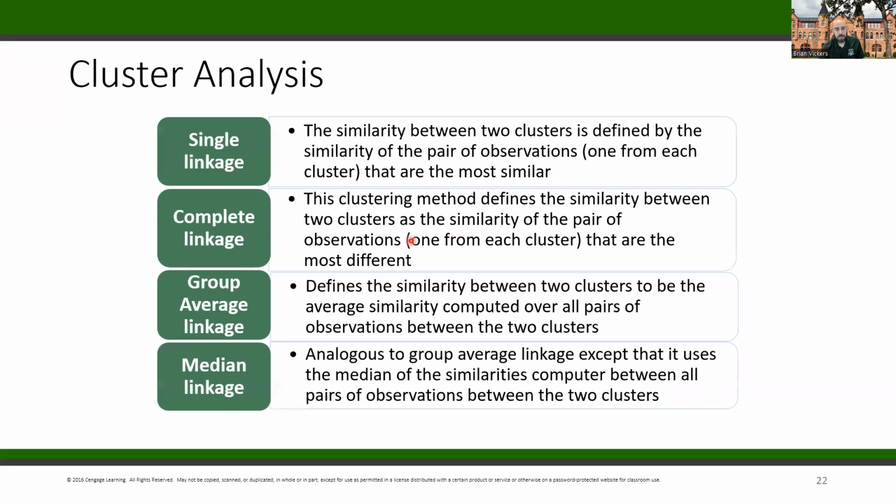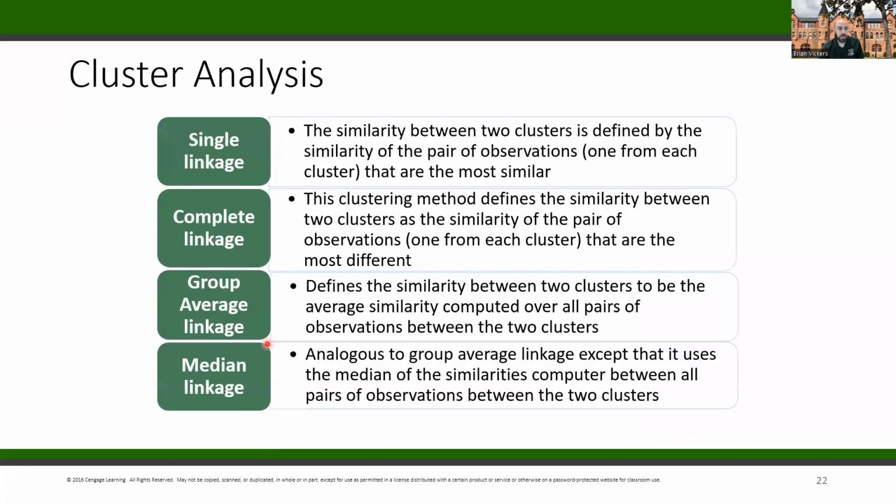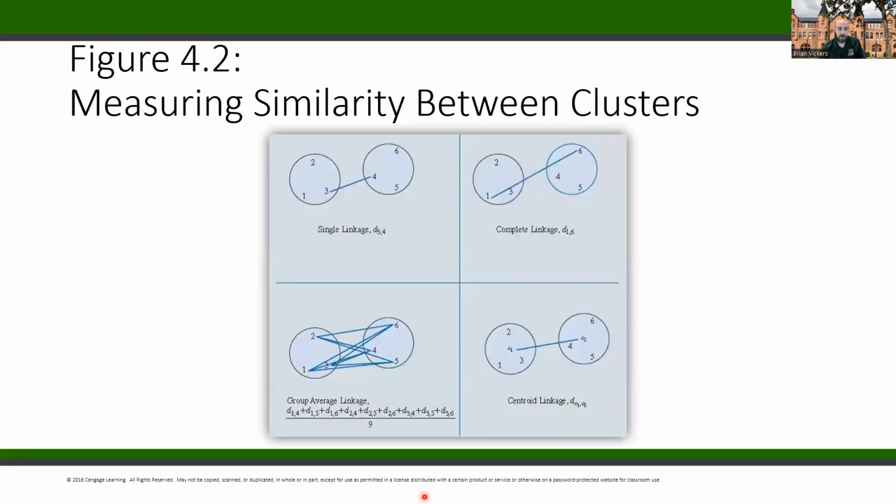Complete linkage looks at the similarity of pair of observations from each cluster that are most different. So 1 and 6 are furthest away. That's what this one does here. Group average, you take the distance between all of them and you average them out. So that's why you get this crazy pattern looking right here, right? So it's the average of 2 and 6, 2 and 4, 2 and 5, 3 and 6, 3 and 4, 3 and 5, 1 and 6, 1 and 4, 1 and 5. The average of all of those distances. So there's 9 recorded distances there. You average all of them out, and that's the group average linkage.